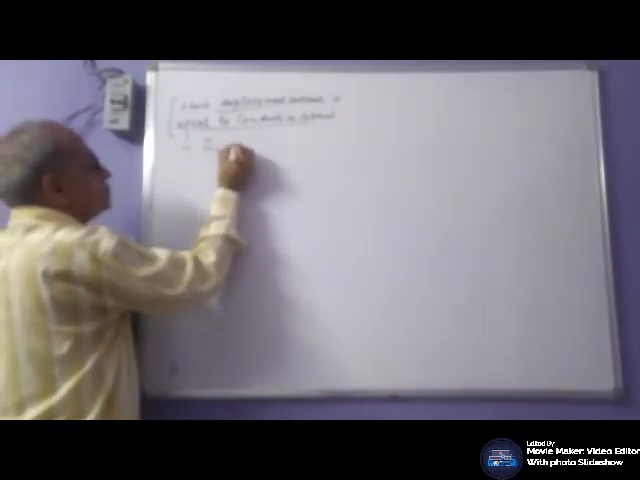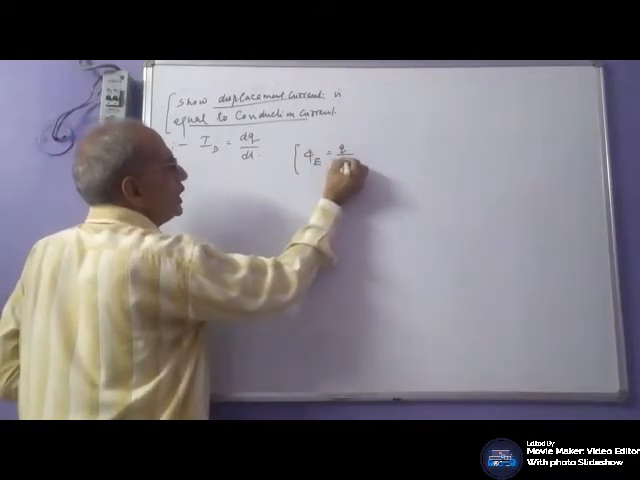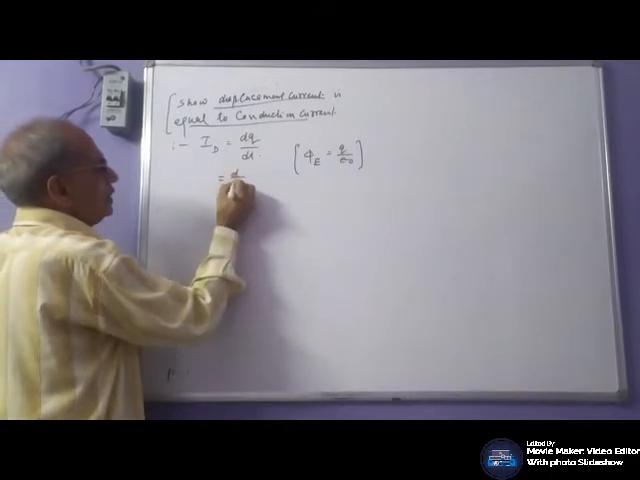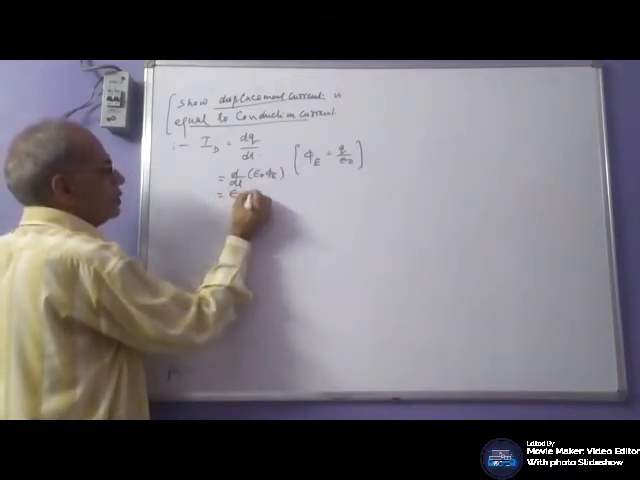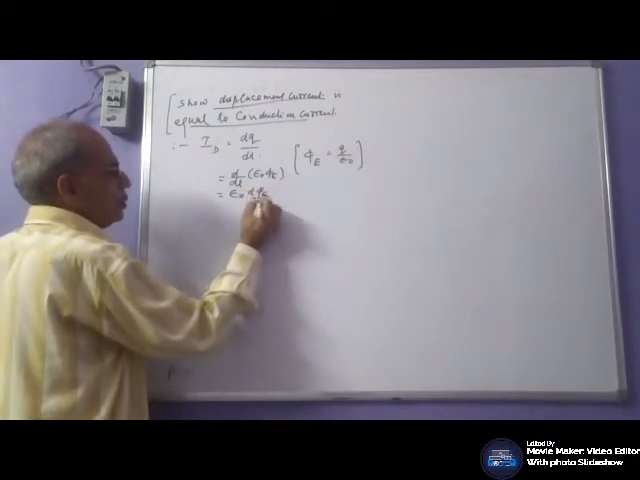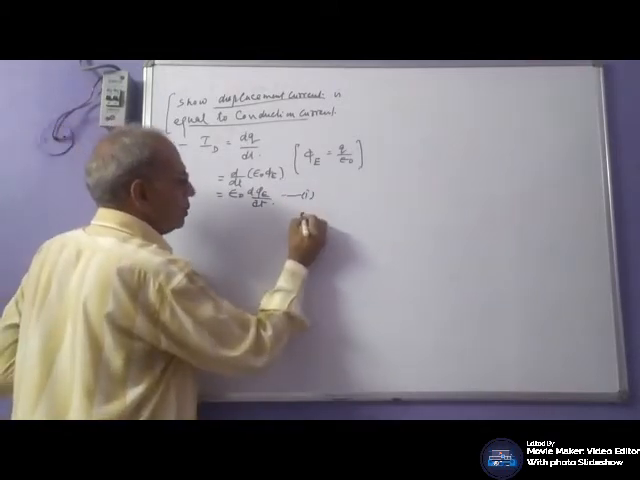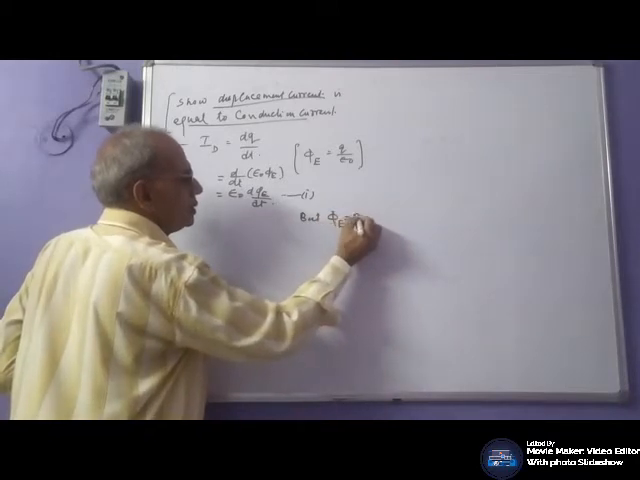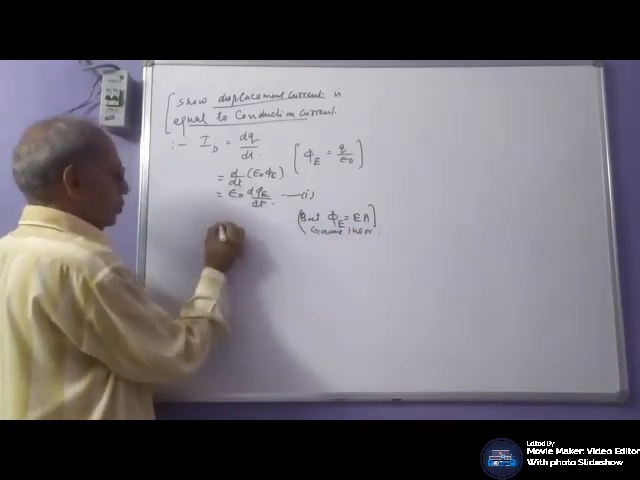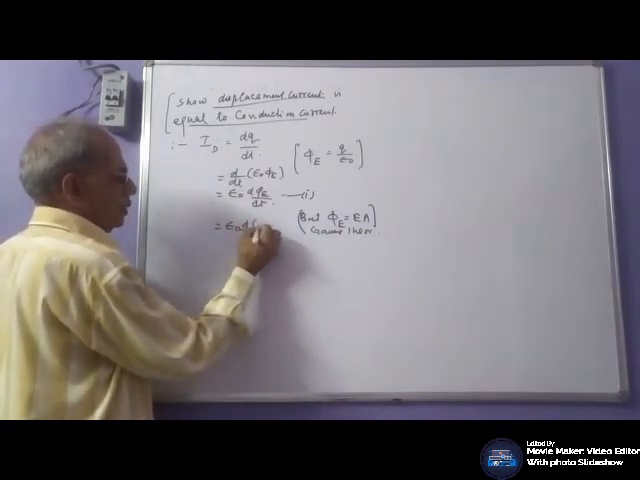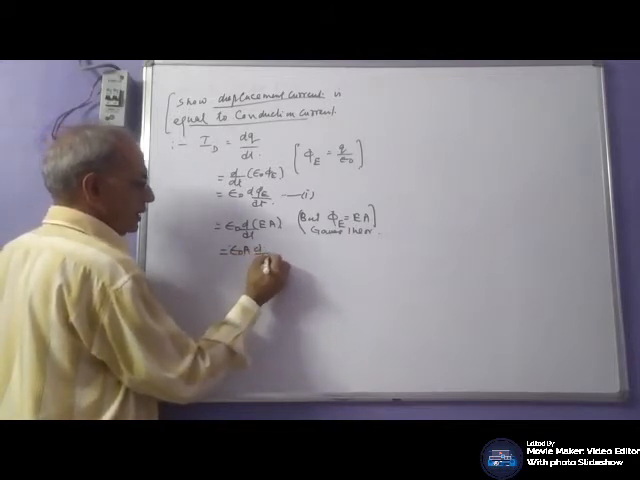Again, ID is dq by dt, phi, same as we already did: d by dt of epsilon naught phi E, epsilon naught comes out, d phi E by dt. This is first, but phi was E A, Gauss theorem. Epsilon naught d by dt of E A, epsilon naught A comes out, d by dt of E.